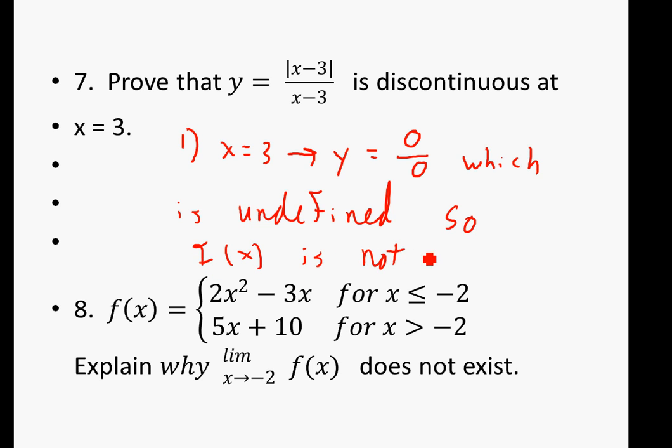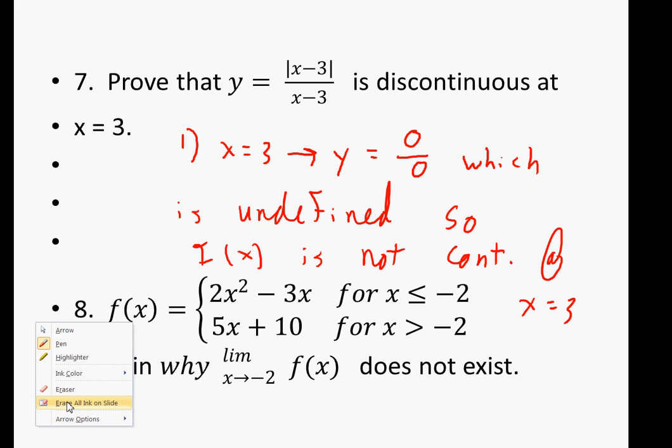F of x is not continuous, or discontinuous, whatever you want to say, at x equals 3. Okay? That was that. Very simple. Nothing crazy, that's all you gotta do.